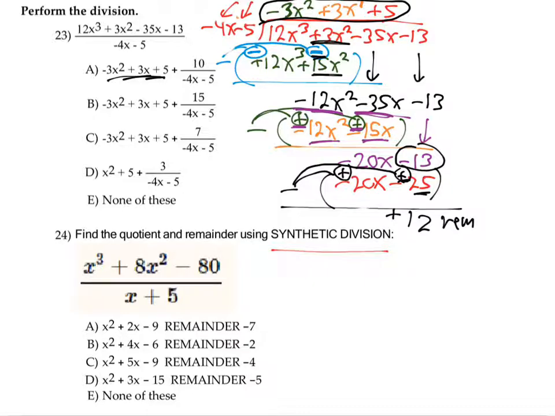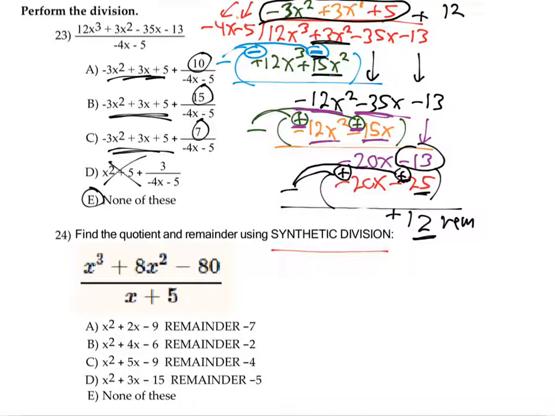So minus 3x squared plus 3x plus 5. Looks like these three all have minus 3x squared plus 3x plus 5. But the remainder is supposed to be 12. This is a 10, a 15, and a 7. And this one's not even right at all. None of them are right. It's none of the above. The remainder should be 12.